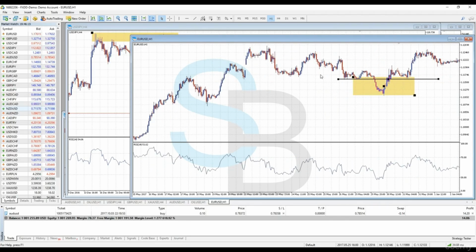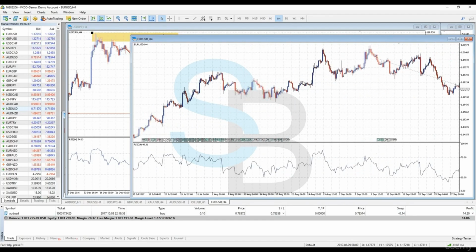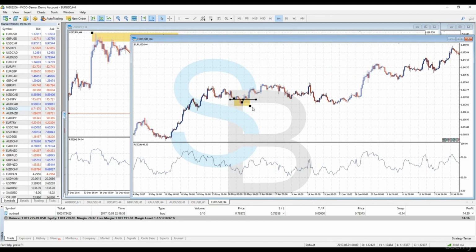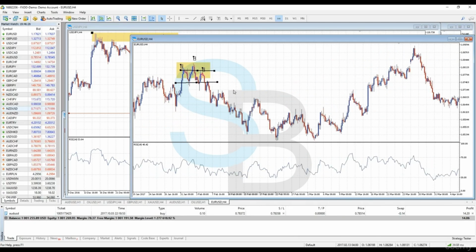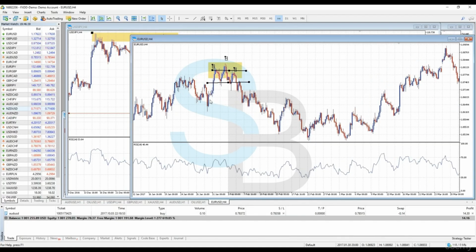Okay, so that's an inverted head and shoulders. That's what it looks like on a 1 hour time frame. If we take a look at that on a 4 hour, it looks slightly different, but that's what it will look like on a 4 hour time frame. Okay, so that's a head and shoulders pattern, very commonly seen in Forex, and it's a major reversal indicator.